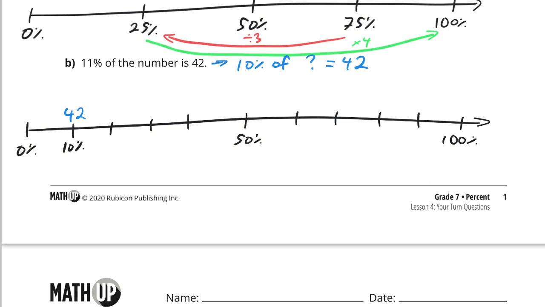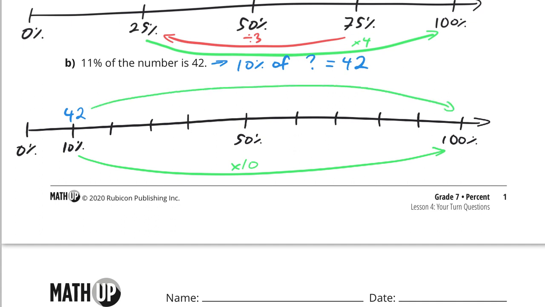To get from 10% over to 100%, we multiply by 10. 10 times 10 is 100. We can do the same thing to 42. And it's not too hard to do. 42 times 10 is going to give us 420, and that's our estimate.